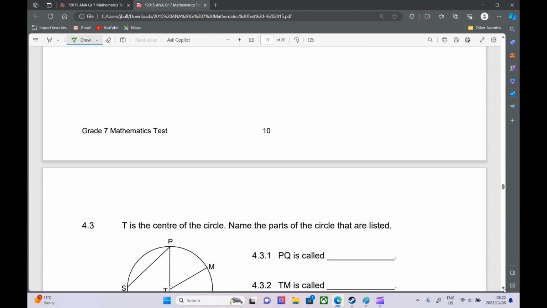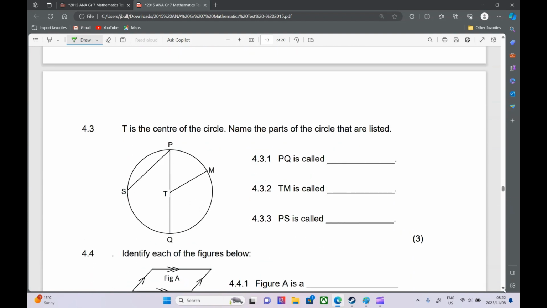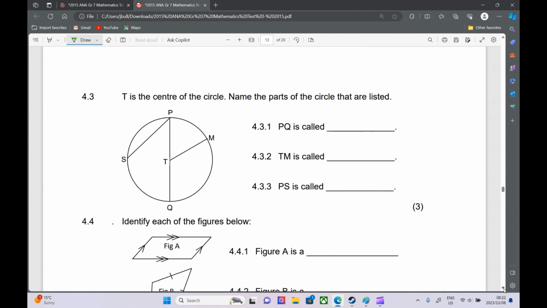Okay, let's do one more question. So T is the center of the circle. Okay, so we've got the middle of the circle here, the center. Name the parts of the circle that are listed. These are things they always ask, but you have to just know them, otherwise you're really going to struggle. So first of all, we've got PQ. That is the line that passes through the center and it's the whole way across. So when it goes the whole way across like that and it passes through the center, it is called the diameter.